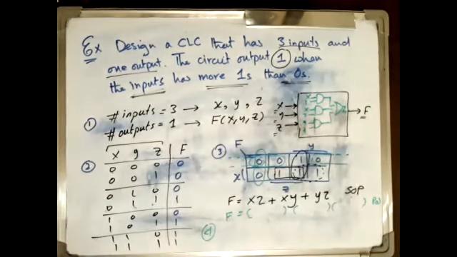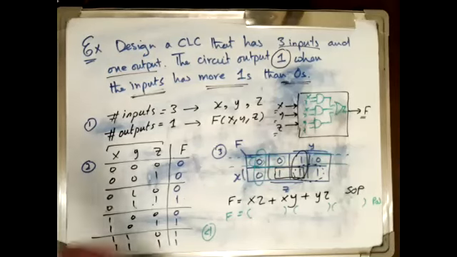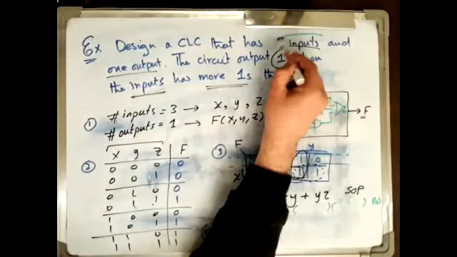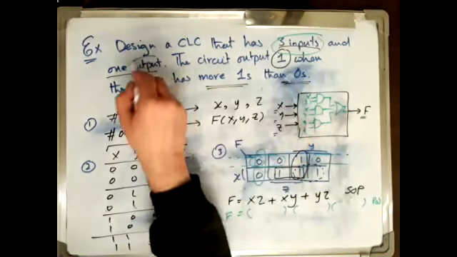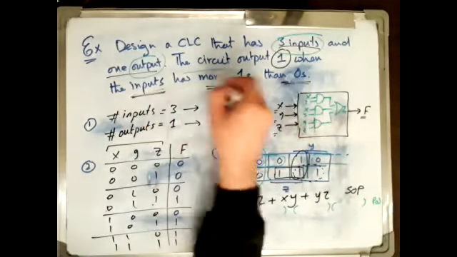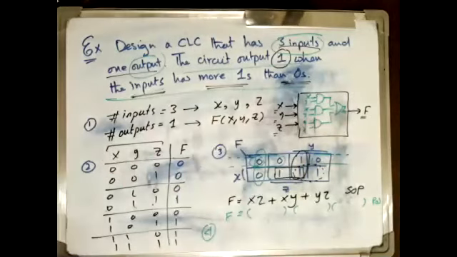All right, so this is kind of a simple design problem because it already told us the number of inputs, the number of outputs, and the relation between the inputs and the outputs.